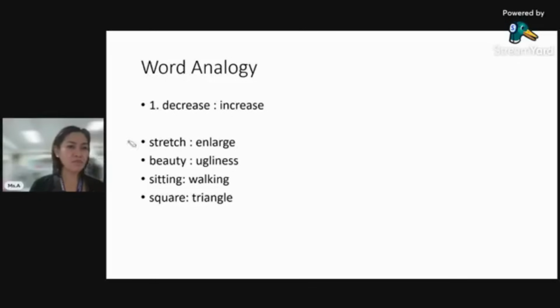Okay? So, tingnan natin. How about stretch and enlarge? Ito po ba ay magkasalungat? So more likely sila po ay synonymous, right? And then what about beauty and ugliness? So ito po ba ay synonymous with one another or are they the opposite of the other? Okay, beauty and ugliness. Mukhang si beauty and ugliness.